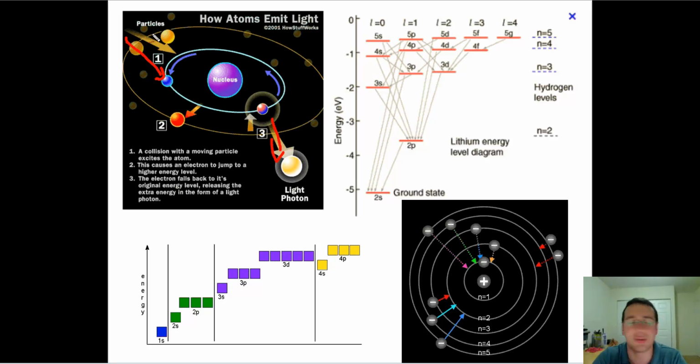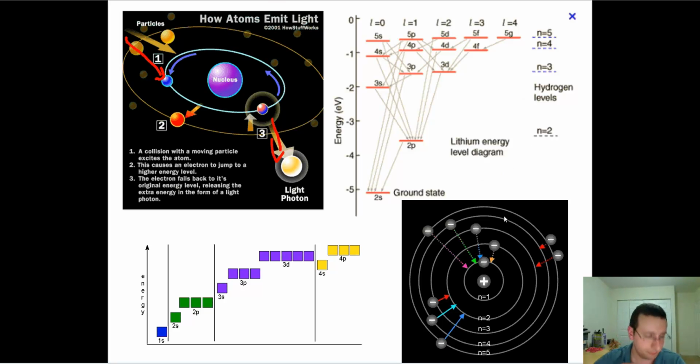Anything that hits the electron and gives it a little more oomph will create this effect where the electron will jump up, and eventually, as it jumps back down, it will have to release the energy because it's going to a lower state of energy. Just like when you go from gas to liquid, you release energy. And so then it will release this packet of energy as a light particle.